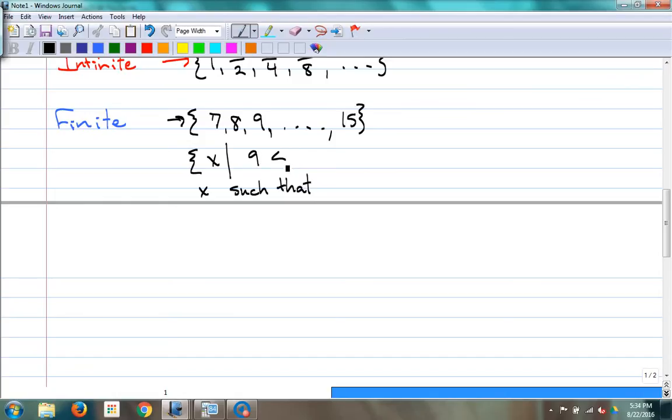9 less than or equal to X less than or equal to 13. X is between 9 and 13. That's the way that reads. 9 is less than or equal to x is less than or equal to 13. So that means x is between 9 and 13. So could you tell me all the numbers that are in that set? What are the numbers that are in that set?